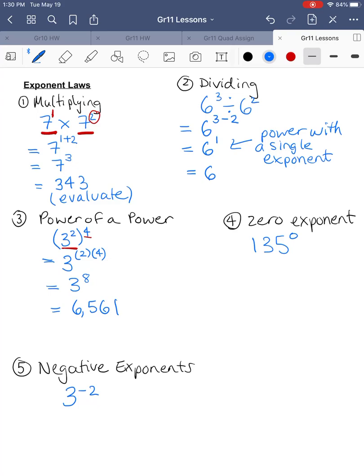Next, we have our 0 exponent. So here we have 135 to the power of 0. It kind of looks like 135 degrees, but what we have going on there is 135 to the power of 0. Now this is going to give us 1 because any number to the power of 0 is equal to 1.